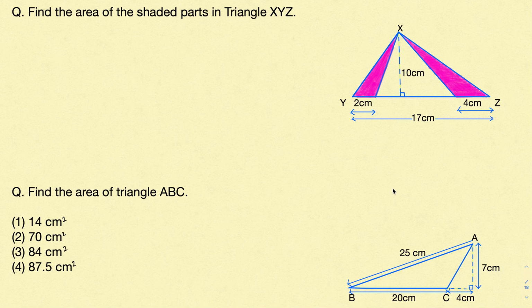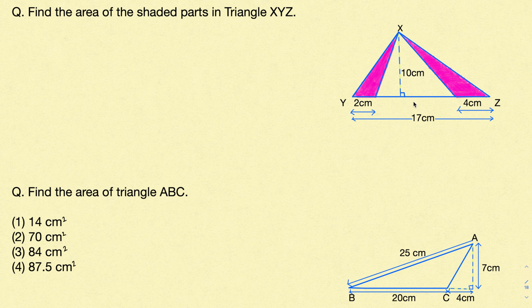So today we are going to do a few questions on area of triangle. So let's start with our first question. Find the area of the shaded parts in triangle XYZ. So as you can see here, this is our triangle XYZ and the shaded parts are these two, right? This one and this one.